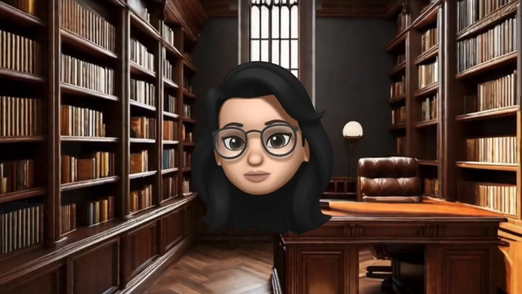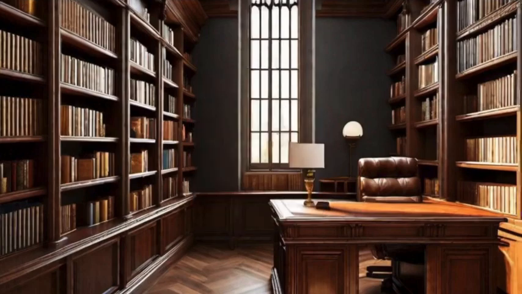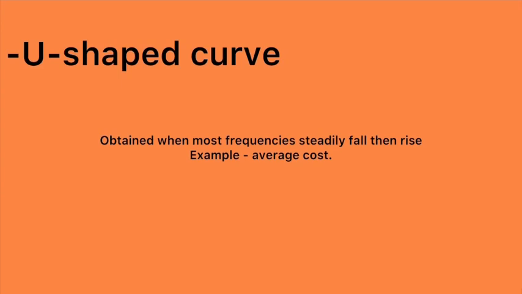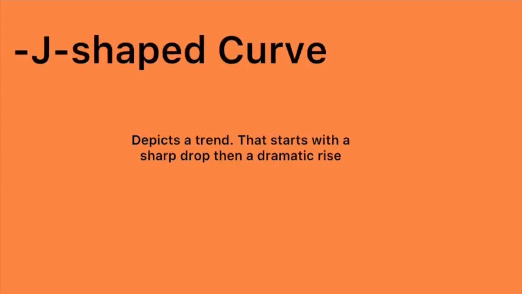And let's look at the types of frequency distribution curves. A normal bell-shaped or symmetrical curve, a U-shaped curve, a J-shaped curve, a mixed or multi-modal curve.